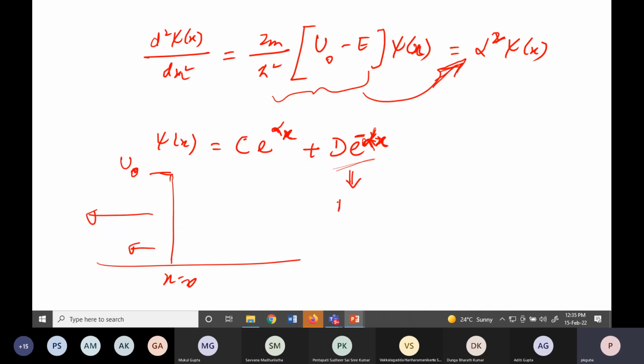So we have to consider d equal to 0. That condition helps us to find out that d equal to 0. If we move more and more negative, that is more and more away from the well in the negative direction, then psi x should not diverge, because if there is this d term, the second term, then psi x will be infinite at negative infinity. So that is not possible. In other words, d equal to 0. So what will be the psi x in region 2? Psi x is c e to the power alpha x, right?